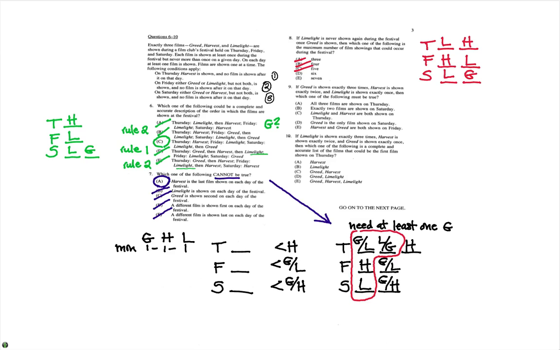And you notice 7 is impossible because the only day that could have more than 2 is Thursday. And you notice that to have greed come on Thursday would prevent us from using limelight again. So 7 is impossible. So D would be the correct answer.